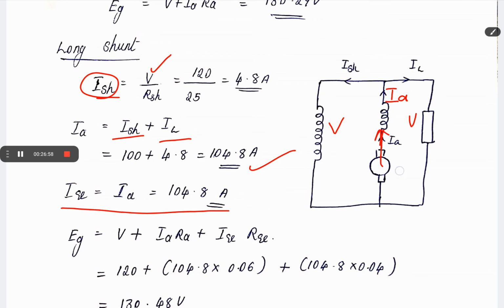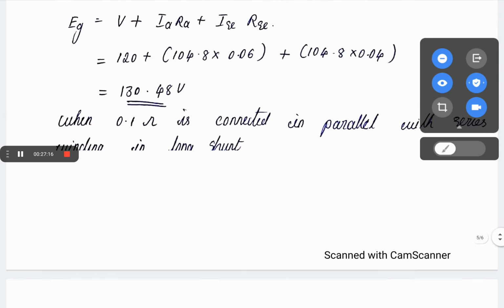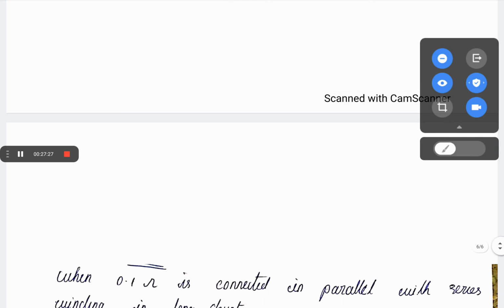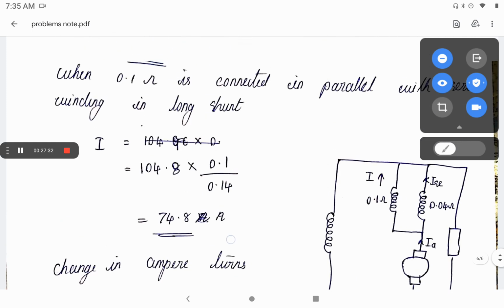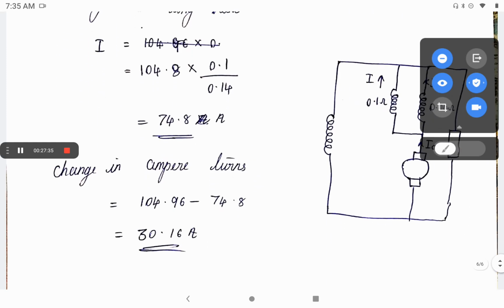So what will the generated EMF Eg be? It is V plus the voltage drop in the series winding and the voltage drop in the armature. So V plus Ia Ra plus I series R series will give you Eg. Then there is another condition in the long shunt generator when 0.1 ohm is connected in parallel with the series winding. So let us draw the conditional diagram with the 0.1 ohm connected to the long shunt.